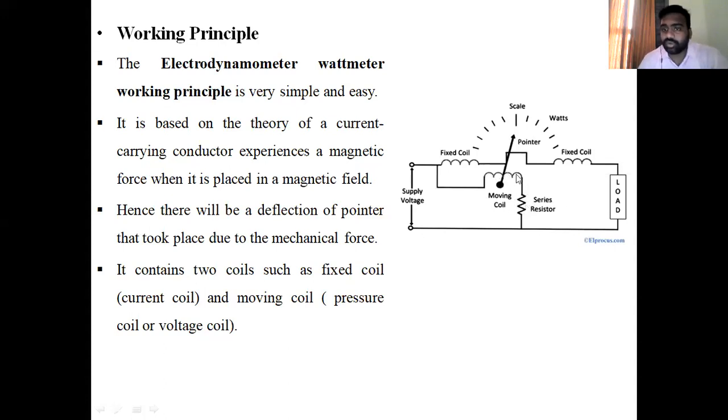With respect to the moving coil, I connected a spindle, in the sense a vertical conductor, and to that spindle I connected the needle. And this is a calibrated scale on which we are going to measure power, and this is a pointer. The pointer is connected to the moving coil with the help of a vertical spindle.